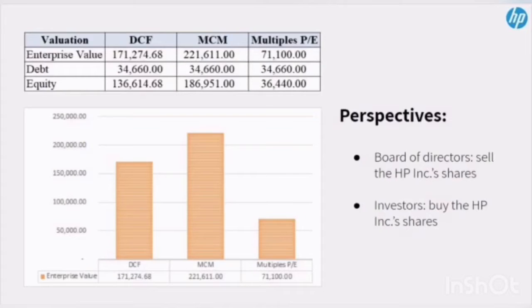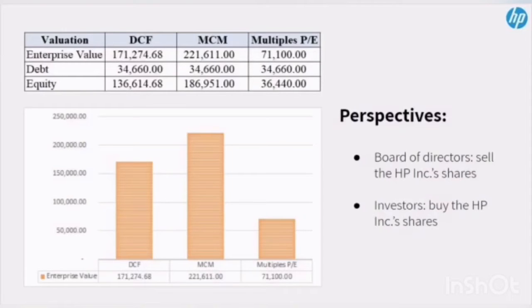Regarding the market capitalization method, it is the value of the company share in the market at a specific time. If an investor wants to buy the company, they have to pay for the company share at least $186,951,000.